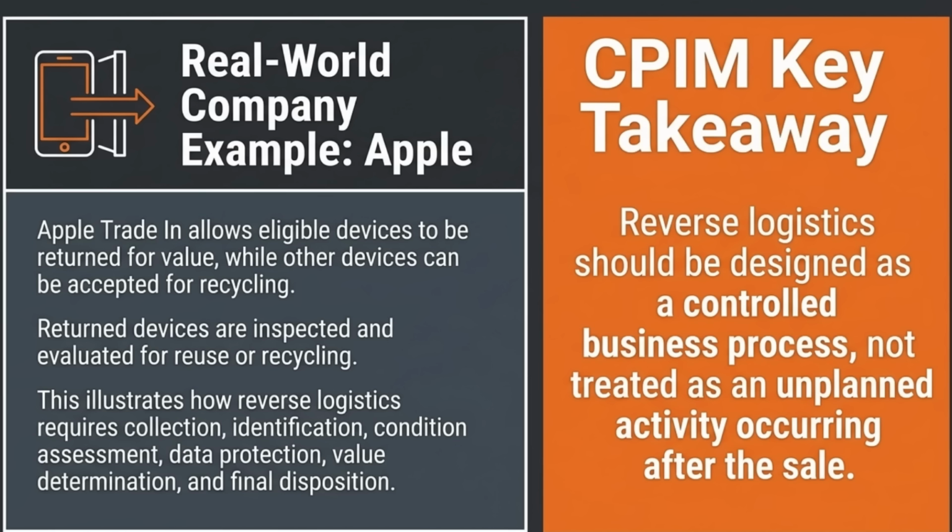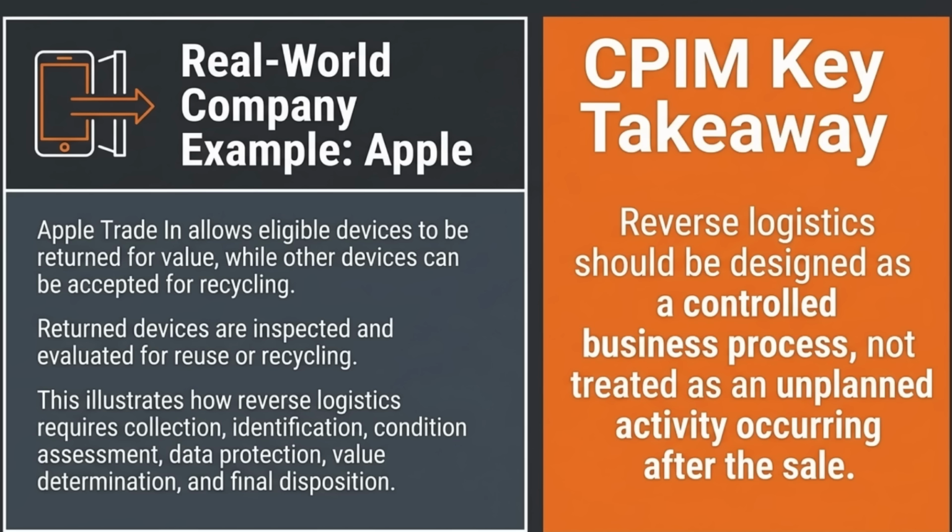Real-world company example: Apple. Apple Trade-in allows eligible devices to be returned for value, while other devices can be accepted for recycling. Returned devices are inspected and evaluated for reuse or recycling. This illustrates structured reverse logistics, collection, identification, condition assessment, data protection, value determination, and final disposition. CPIM key takeaway: reverse logistics should be designed as a controlled business process, not treated as an unplanned activity occurring after the sale.